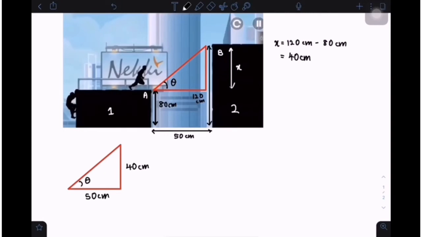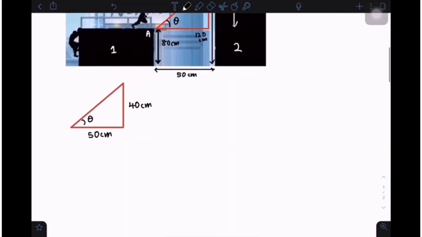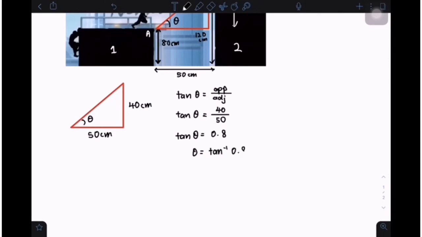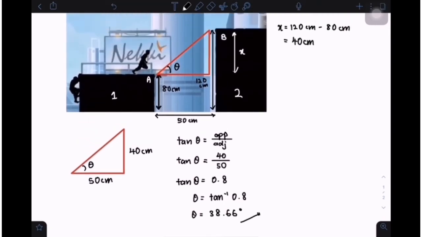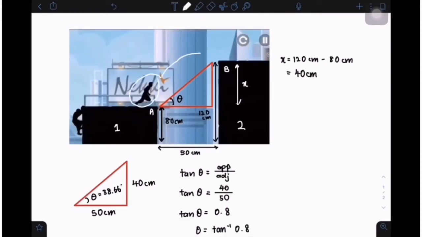To find the angle, we have to solve it by using tangent. Tangent equals opposite over adjacent, and we just substitute into it. Opposite is 40 cm and adjacent is 50 cm, so we got 0.8. After that, we are going to solve it using inverse tangent, so the final angle will be 38.66 degrees. So in conclusion, this man has to jump at an angle of 38.66 degrees to allow him to get to the next building.